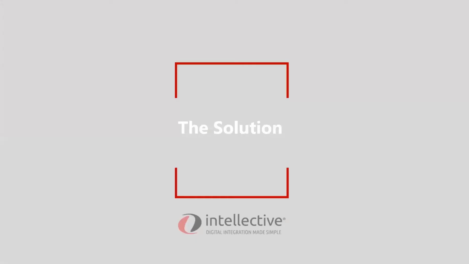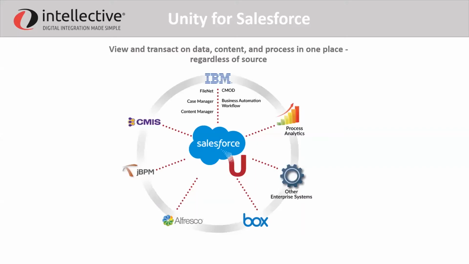So what's the solution? What is Intellective talking about here? What we're talking about is Unity for Salesforce. Instead of having the swivel chair out of Salesforce to log into another system, and gain access to maybe multiple repositories of content or workflow or data, everything's available centrally within Salesforce, the user interface that I'm using. So I don't have to worry whether it's in IBM FileNet or Box or Alfresco, or in a workflow engine like jBPM or any other system. I have access to that information from Salesforce.